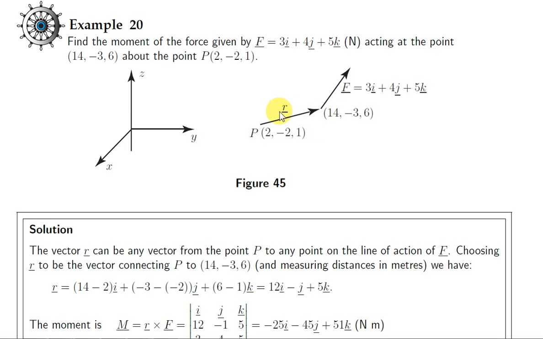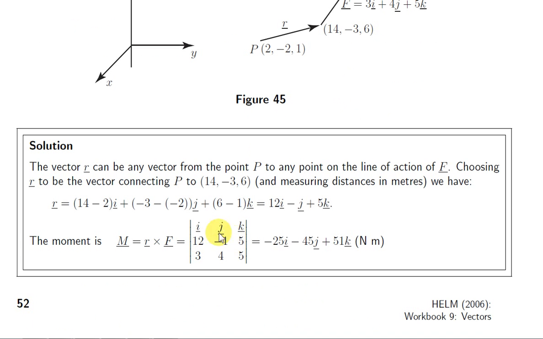So how do we get this vector R? Well, we take the head of vector R, (14, -3, 6), and subtract the coordinates of the tail of vector R. So we subtract corresponding components. The I component is 14 minus 2, which is 12. The J component is -3 minus -2. That's -3 plus 2, which is -1. And the K component is 6 minus 1, which is 5. So we have to get the cross product of R with F.